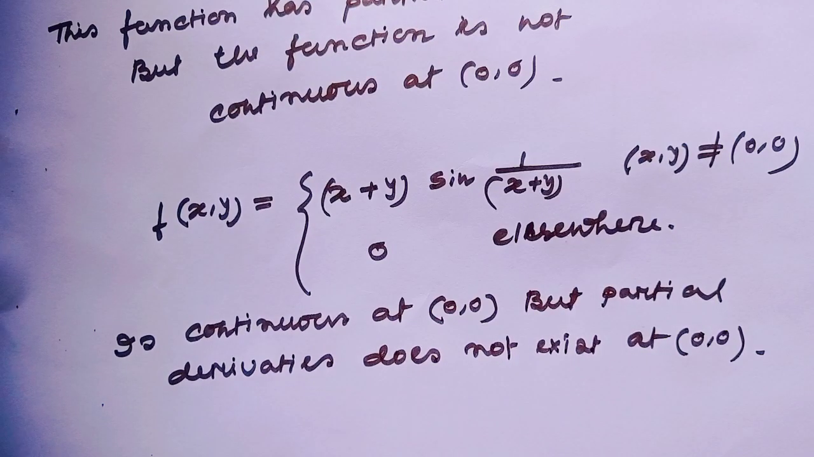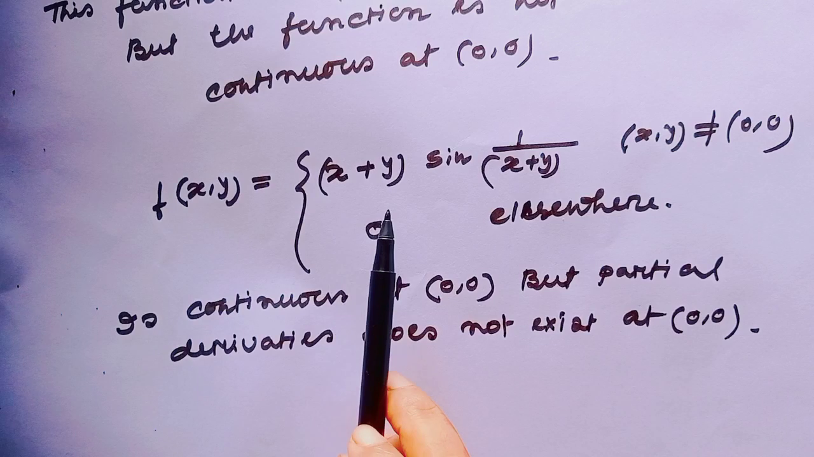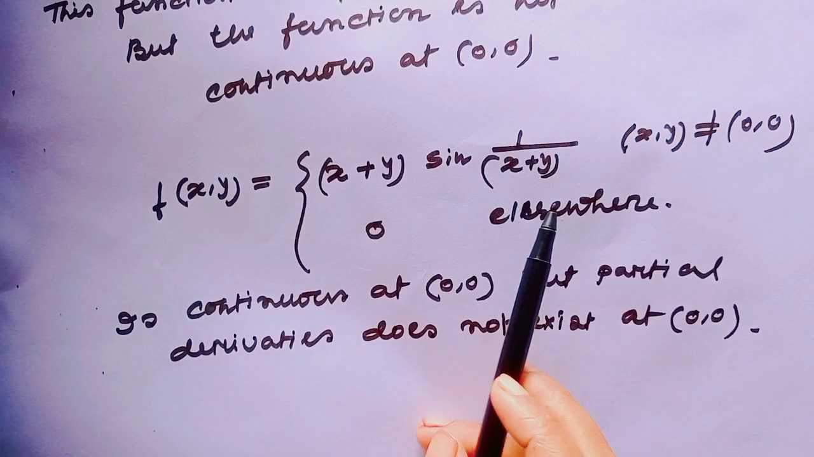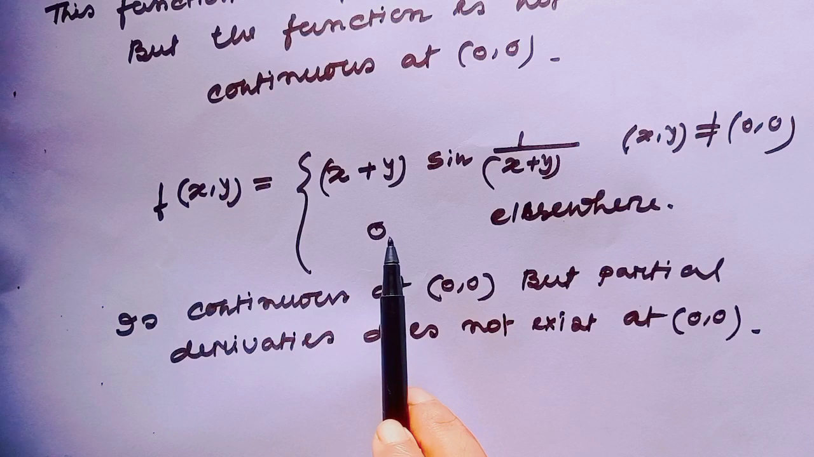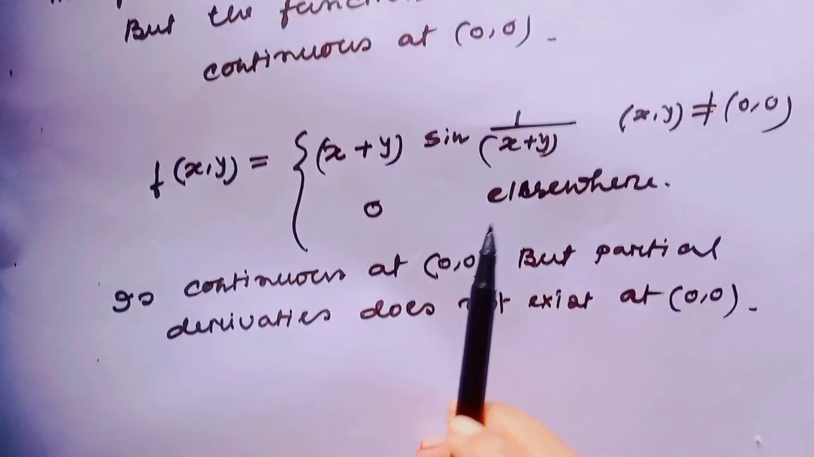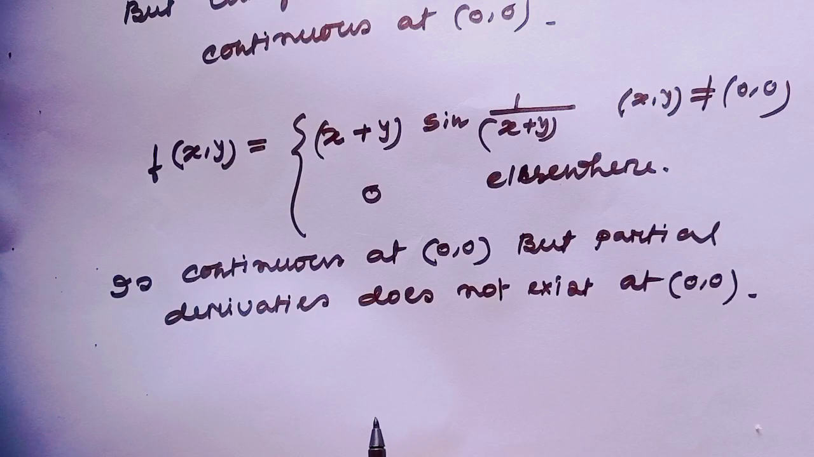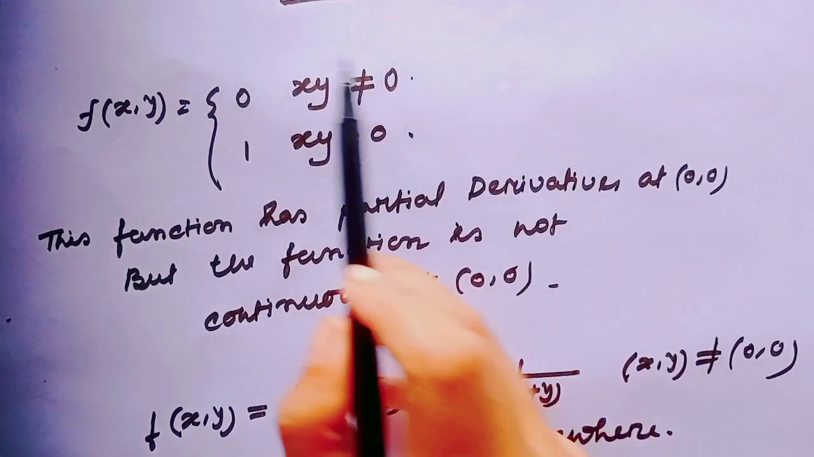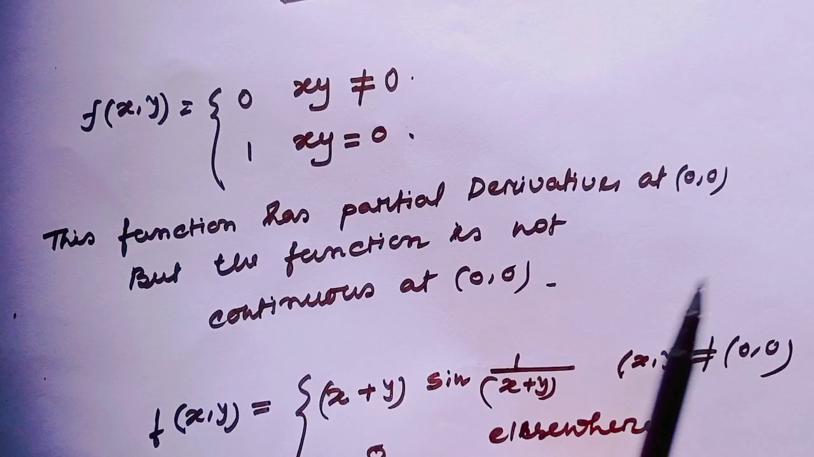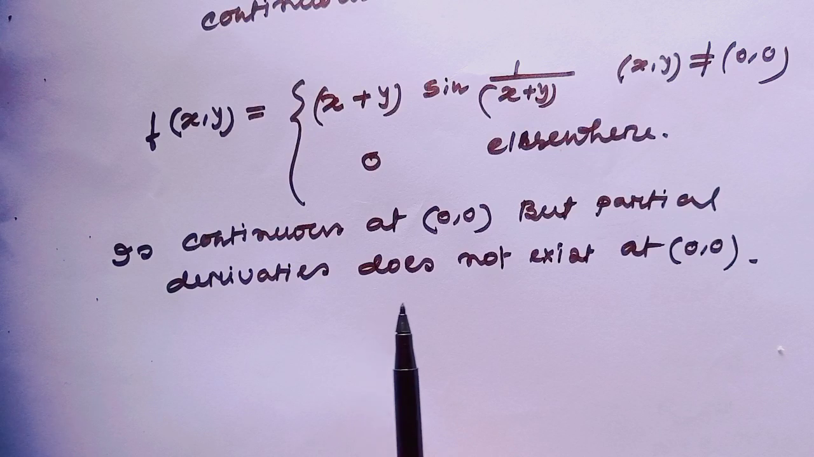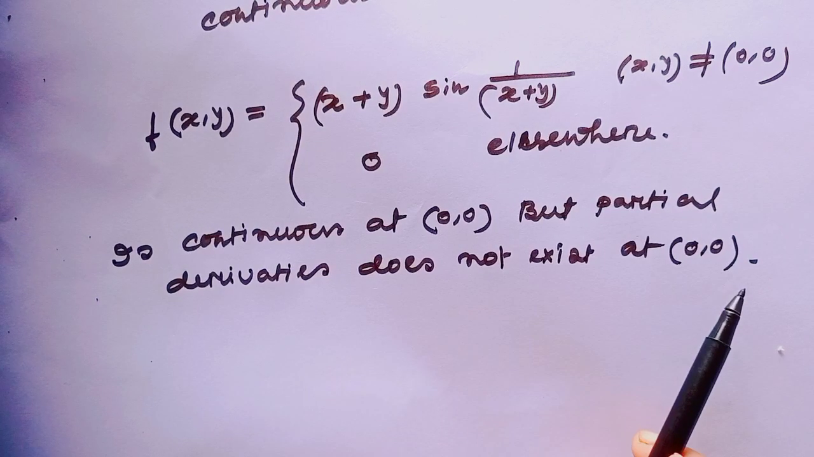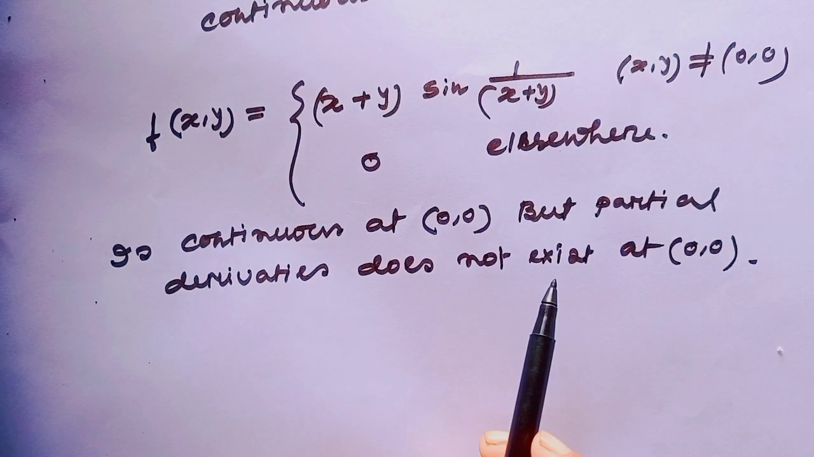Also, consider this function, f(x,y) equal to (x plus y) times sine of 1 over (x plus y), where xy not equal to 0, and elsewhere the value of the function is 0. This function is continuous at the point 0, 0, but the partial derivative does not exist. Are you getting this relation? Here, in the previous example, all partial derivatives exist, but the function is not continuous at the point 0, 0. But this function is continuous, but the partial derivative does not exist at the point 0, 0. Let's see this question.